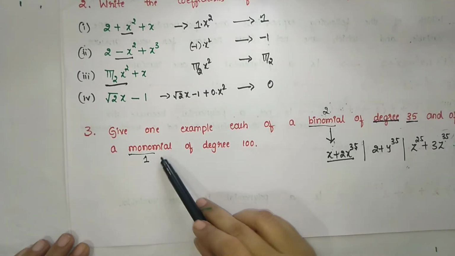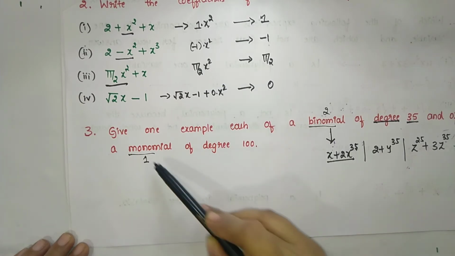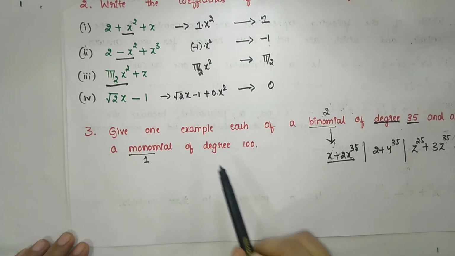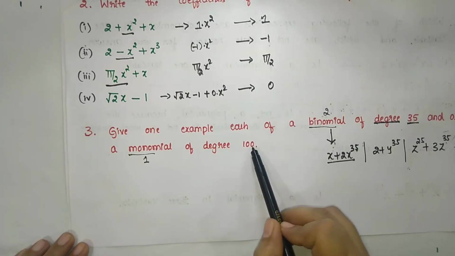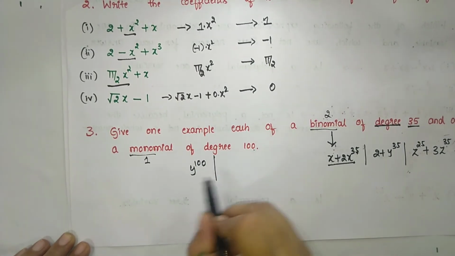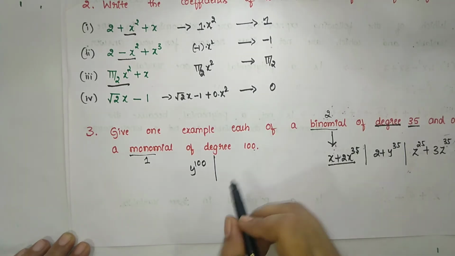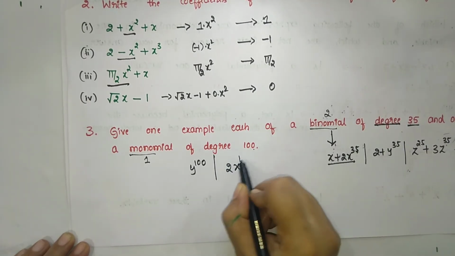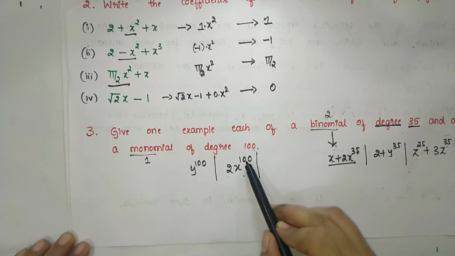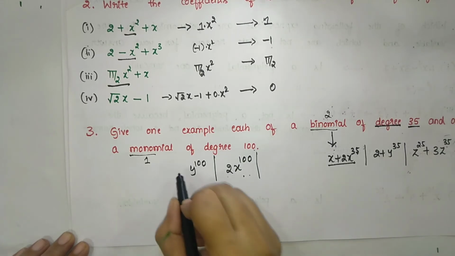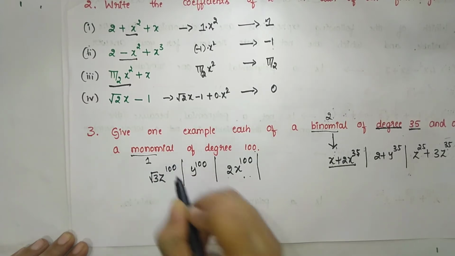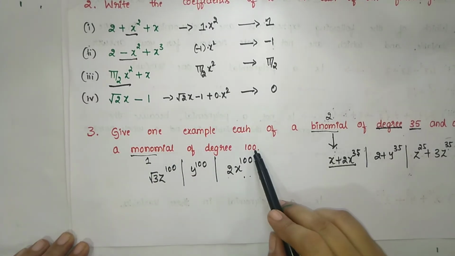Now let us give an example for a monomial of degree 100. Monomial means there should be only one term, and the degree is 100, so the power of the variable should be 100. So I can write y power 100 as an example for a monomial of degree 100. Or you can also write 2x power 100, that is, it has only one term and the highest power of the variable, that is the degree, is 100. Or you can also write root 3 z power 100 as an example for a monomial of degree 100.